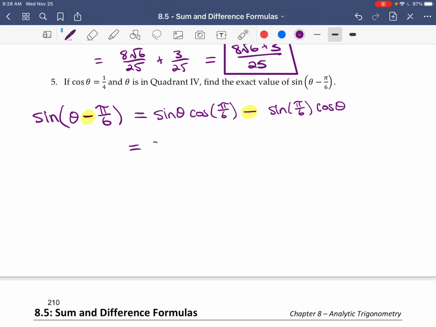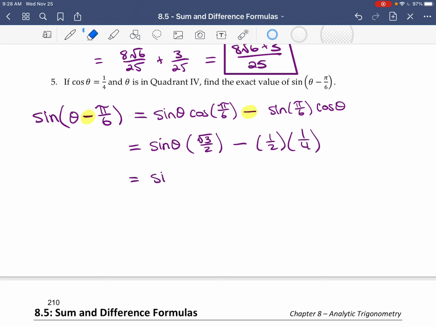Okay, so some of these I know. I don't know sine of theta, but cos of pi by 6 I know is root 3 over 2. Sine of pi by 6 I know is 1/2. And cos of theta, they told me, is 1 over 4. So I can write it as root 3 sine theta over 2 minus 1 over 8. So what I need to do is figure out what sine theta is.